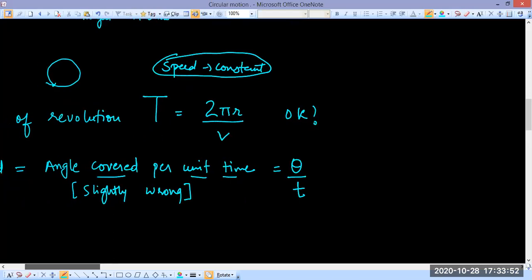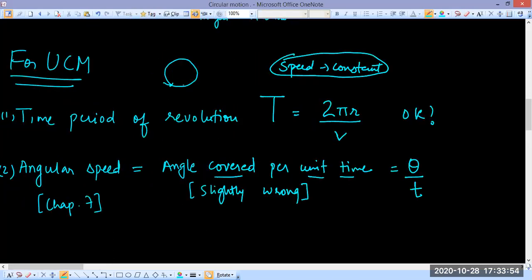Okay, so theta by t. Now think about this, everyone. Suppose some object makes one revolution. એના માટે ટાઈમ કેટલો લાગે? Capital T, correct, for one revolution. And in one revolution the angle is 2 pi.